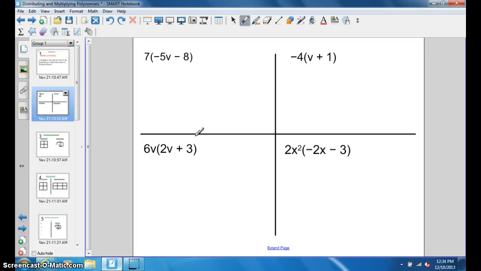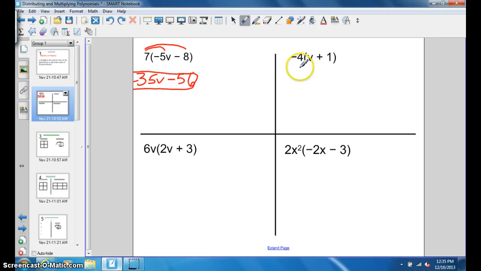So some examples here would be 7 times negative 5v minus 8. So we just need to take the 7 to each term here. So we have 7 times negative 5, which is negative 35v. We have 7 times negative 8, which is negative 56. So that's all we need to do for these problems.